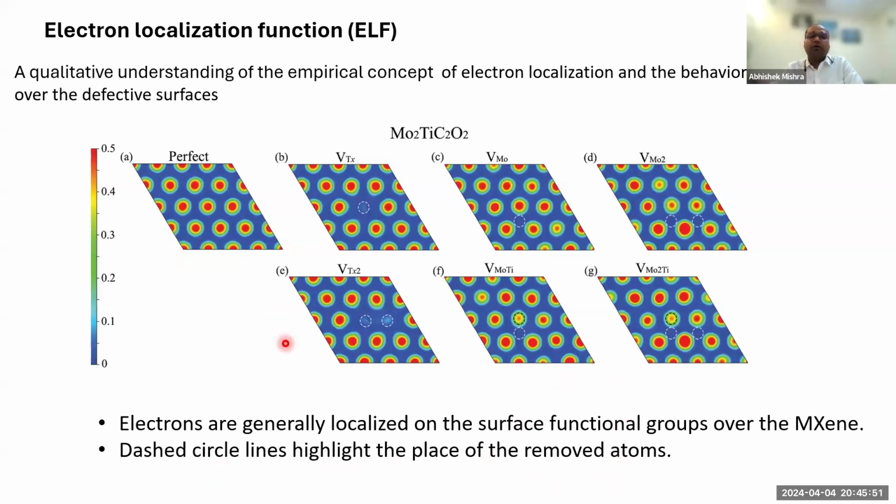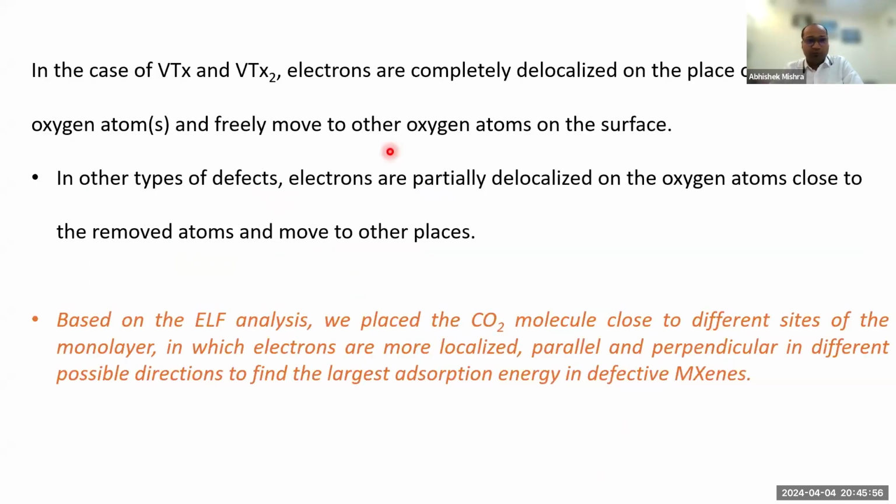Now, once you have an idea of where the electrons are through such kinds of plots, you can see these electrons are completely localized over the places of removed oxygen atoms, or vacancies.